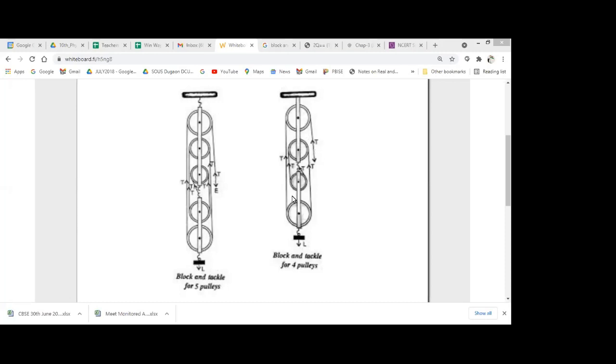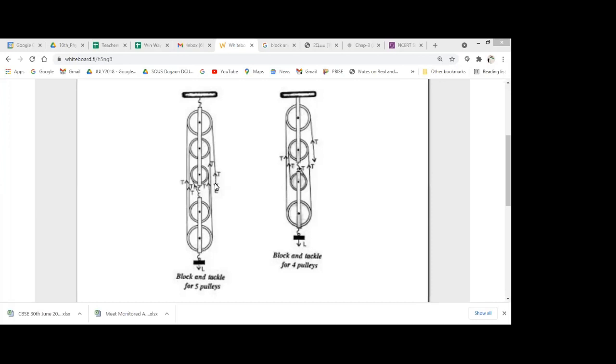Now here the logic is very simple. Leaving the fixed strand, see this, you have to count the number of rotations of the string. So how many rotations? 1, 2, 3, 4, 5. Correct? 5 rotations.